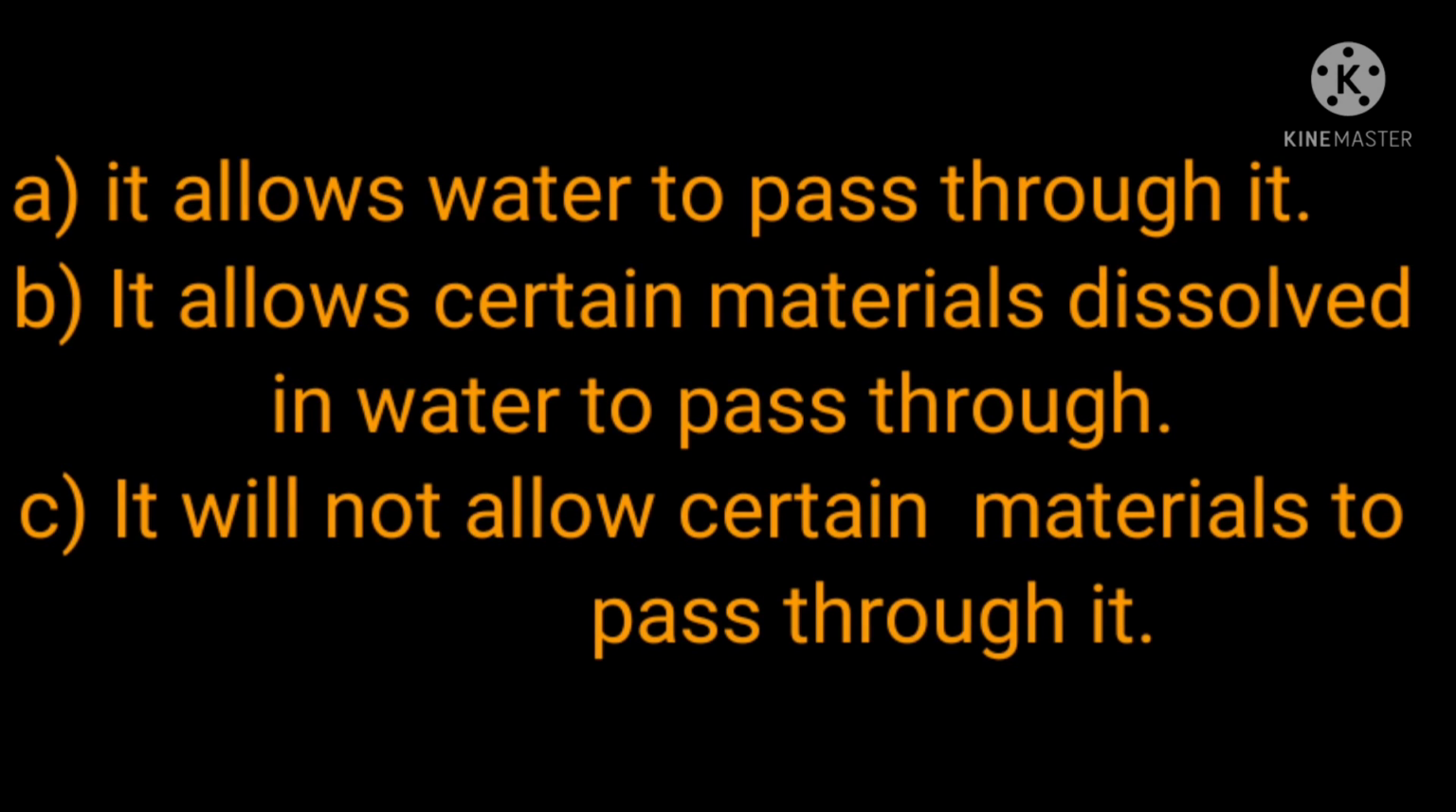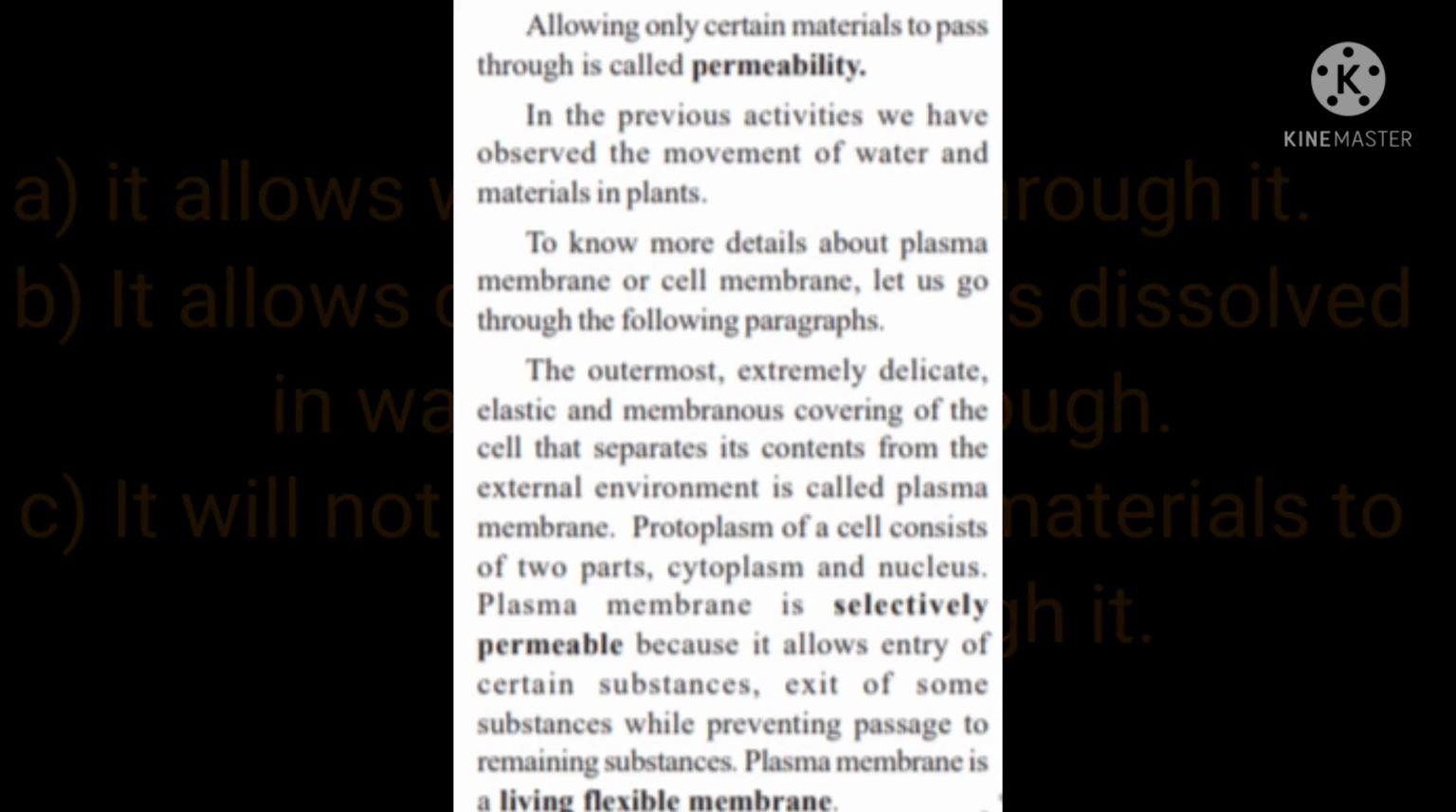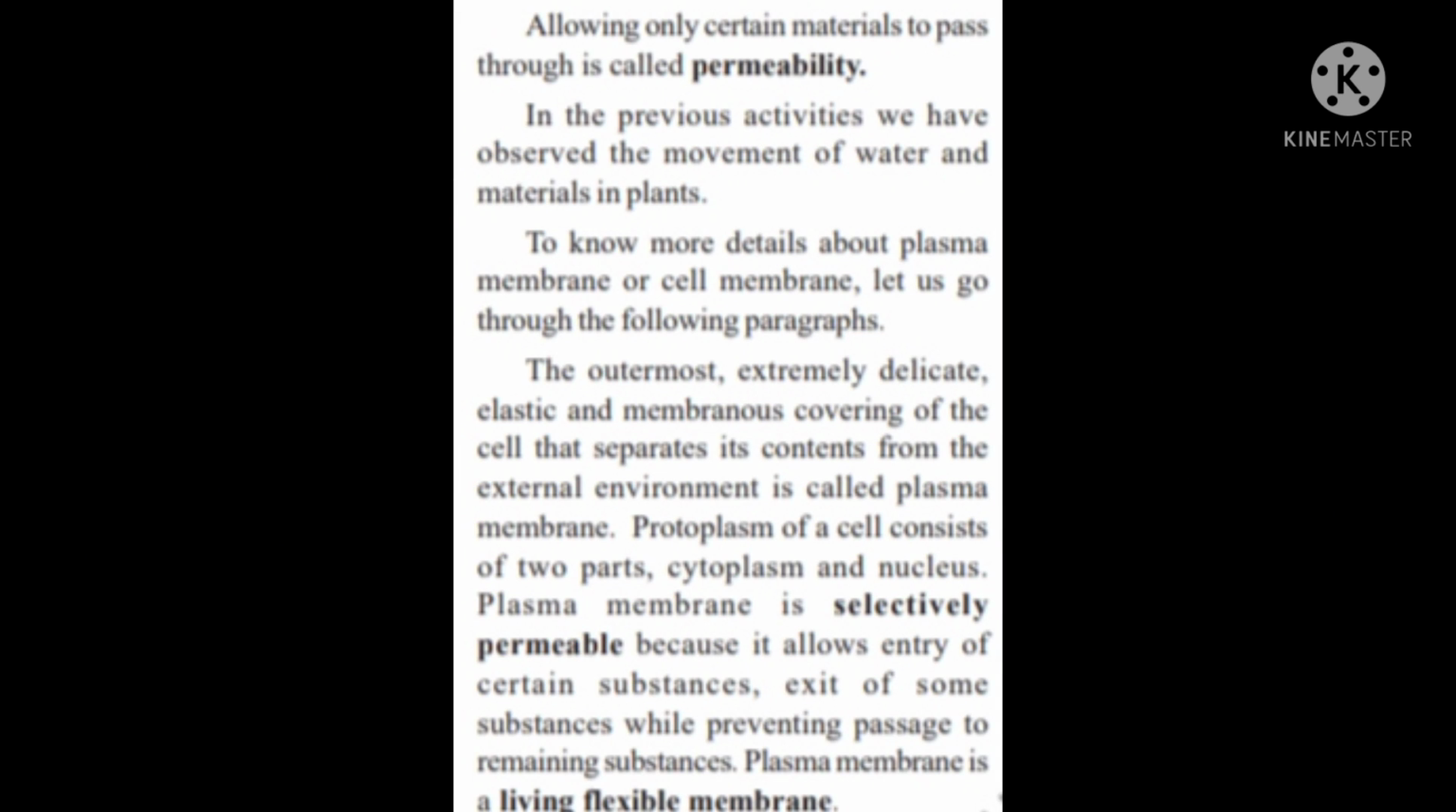With the understanding of the above activities, let us try to understand the nature of the plasma membrane. The plasma membrane allows water to pass through it. It allows certain materials dissolved in water to pass through. It will not allow certain materials to pass through it. So allowing only certain materials to pass through is called permeability. In the previous activities, we have observed the movement of water and materials in plants. To know more details about the plasma membrane or cell membrane, let us do the following procedure.